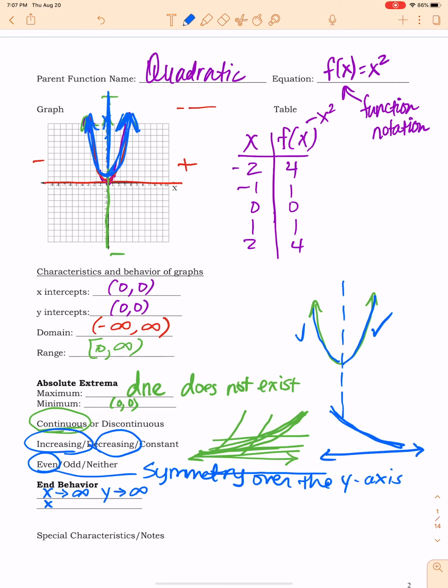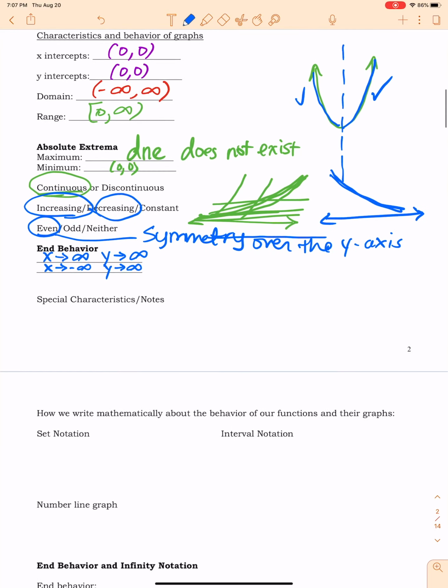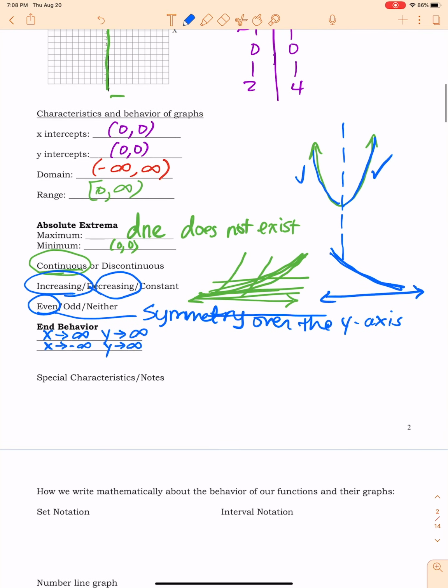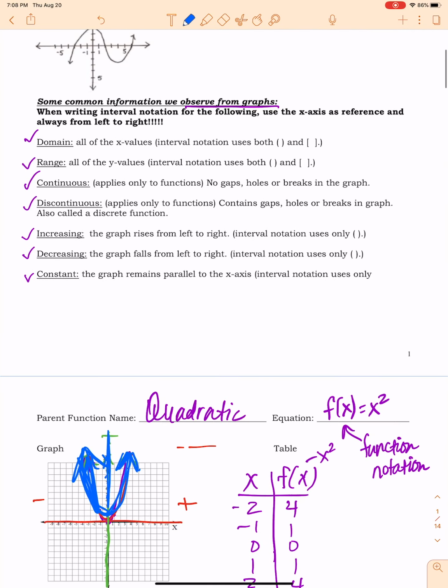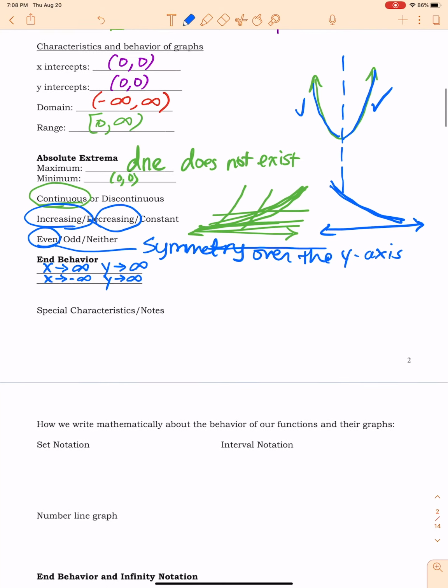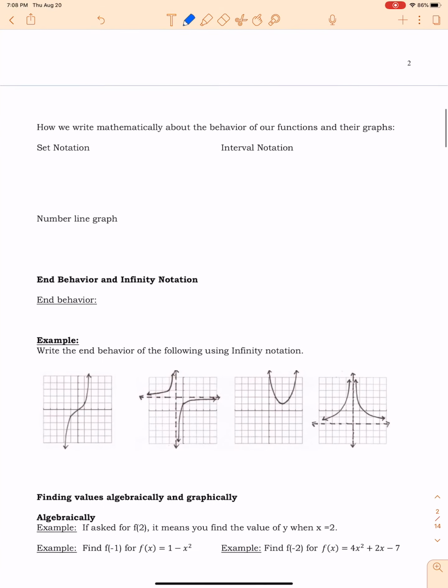Now, as x approaches negative infinity, which is this way on our graph, y is still approaching positive infinity because it's still going up, but x is going to the left, which is its negative direction. Okay, so hopefully that helps a little bit with understanding functions and their characteristics. I'm hoping that kind of clears that up for you.